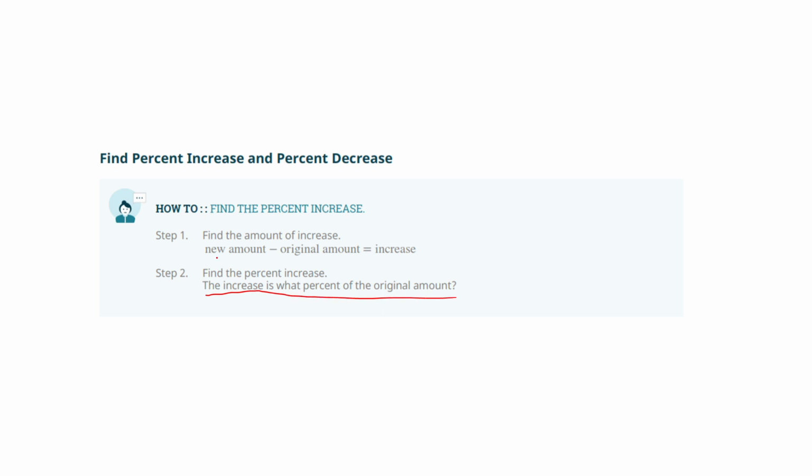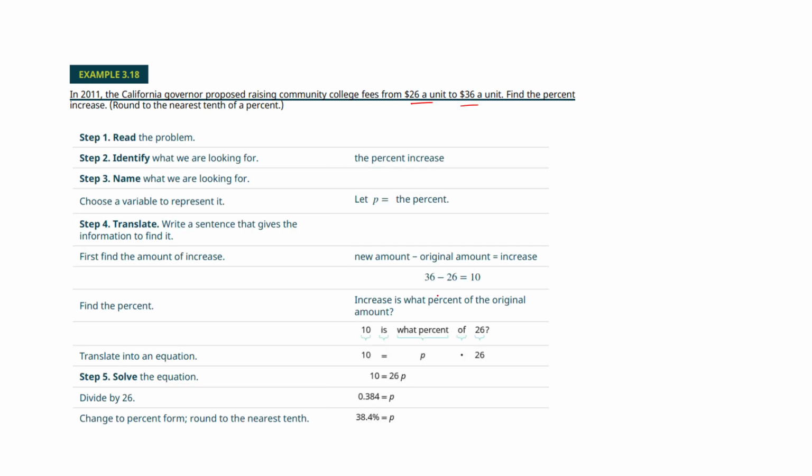But first, what we're going to have to do is take the difference between the new amount and the original amount. We're going to find the change. Let me just dive in and I'll show you here. So the first thing is these fees changed from $26 to $36 a unit. So the very first thing we want to do is find that amount of change. Obviously the change between those was 10.